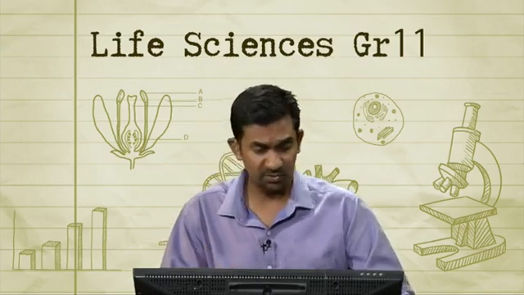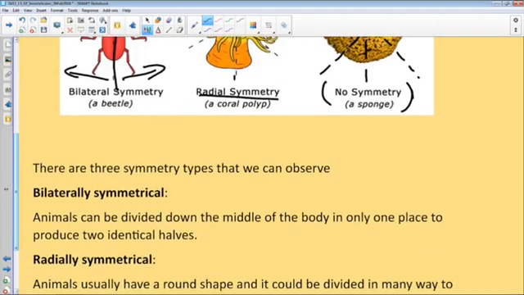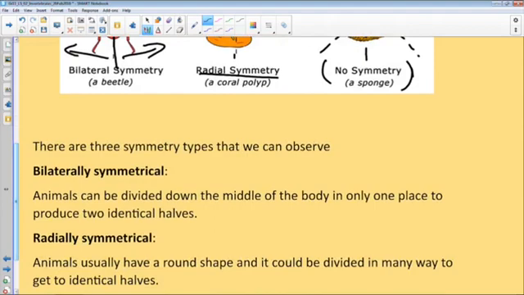So what I'm going to do now is, I do have some specimens with me, but let's understand these concepts thoroughly first before we look at these examples. So here, we discussed what bilateral symmetry is. We said that these are organisms or animals that are divided down the middle of the body in one place to produce two identical halves, and the word two can be linked to bi, and hence we refer to these organisms as having bilateral symmetry.